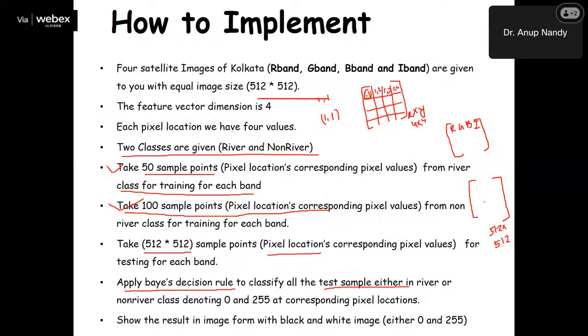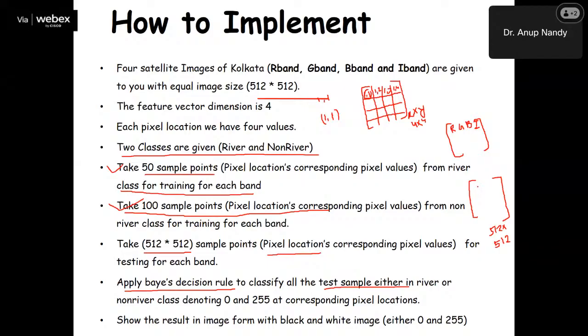Now, for each pixel location, you have to check the class belongingness of the point. If it belongs to the river class, then the pixel location will be set to 255. If the pixel location does not belong to the river class, then the location will be 0. Suppose you take location 1 1; you have to check whether 1 1 belongs to the river class or the non-river class, based on the density function or the likelihood function that you have already calculated for this Bayes decision rule.